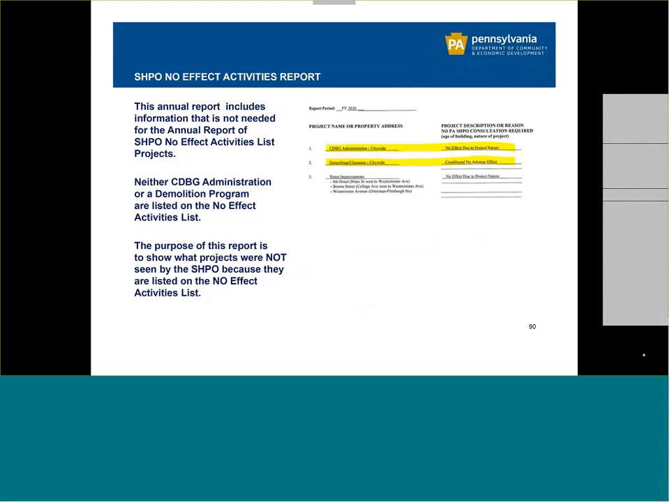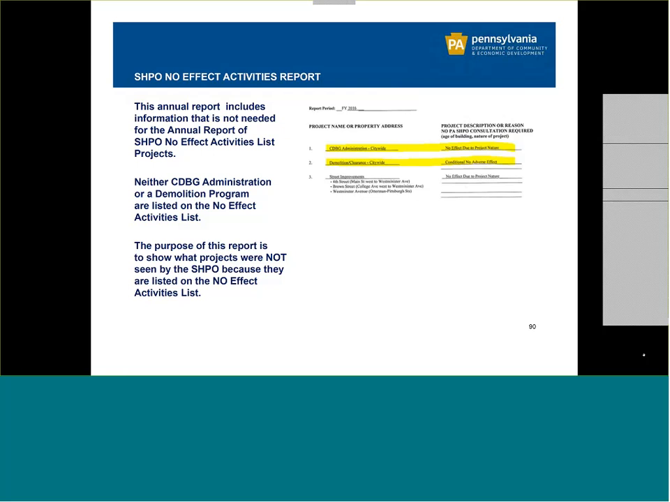And when it comes to the demolition program, the SHPO is always interested in demolition, and the fact that you told me about the program and I told you it was a conditional no adverse effect, with the condition being that when you actually figure out what you're going to demolish, I'd like to see all those properties. That's not really necessary to collect that information on this form either.